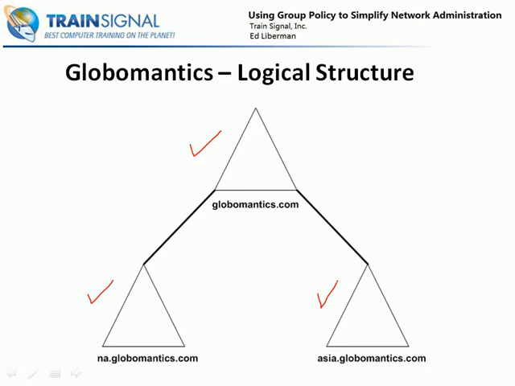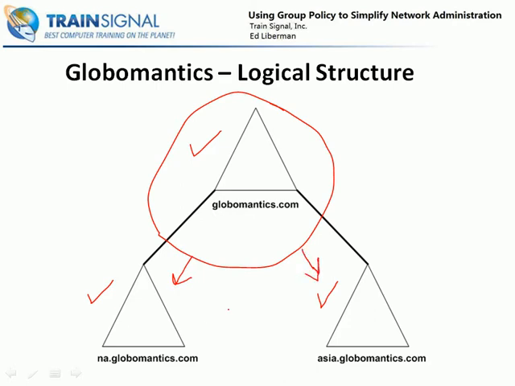Now, in this particular instance, we have one tree. Okay, we know it's a tree because we have this top domain, but then each of the other two domains share the namespace. In other words, they all share this globalmantics.com namespace. So that's what makes this a single tree. And because this is all part of one overall Active Directory infrastructure, this is also the GlobalMantics forest. Okay, so that's the logical structure of our GlobalMantics network.